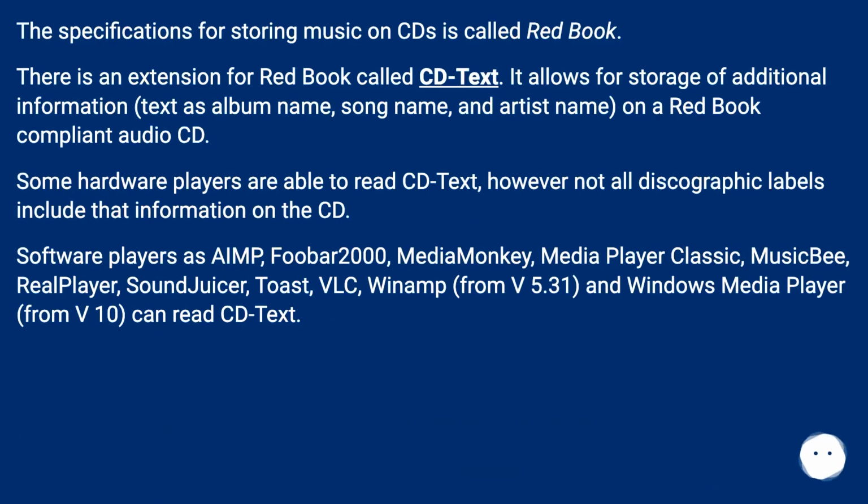The specification for storing music on CDs is called Red Book. There is an extension for Red Book called CD-Text. It allows for storage of additional information, such as album name, song name, and artist name, on a Red Book compliant audio CD. Some hardware players are able to read CD-Text. However, not all record labels include that information on the CD.